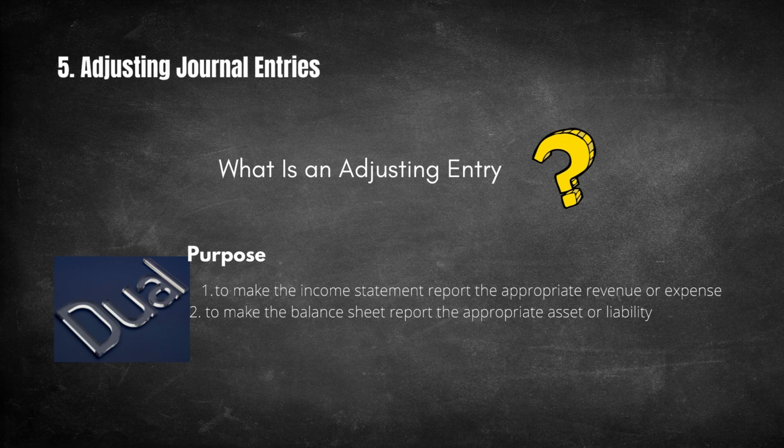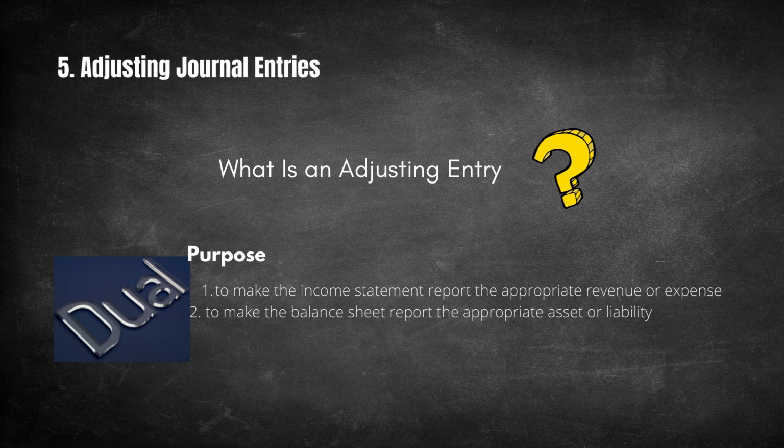Adjusting entries are made during the accounting cycle after the unadjusted trial balance and before the company prepares its financial statements, bringing the amounts in the general ledger accounts to their proper balances.